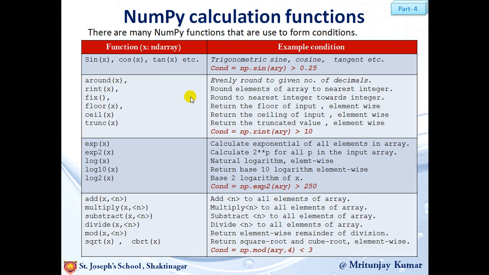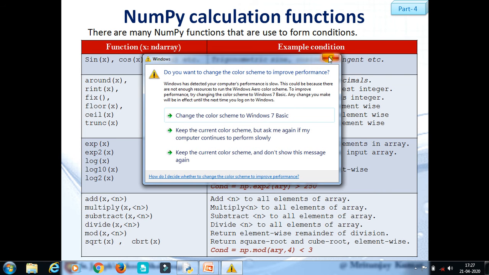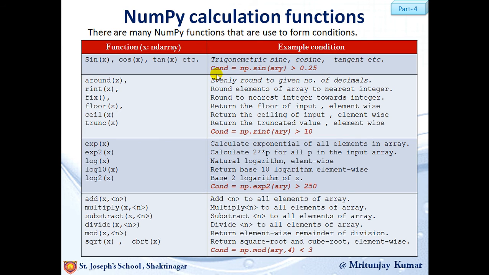And we create a condition like this: condition is equal to np dot function name, and in the function we give the argument, that is the array, along with the condition. Similarly, you can see here I have given examples of four conditions.